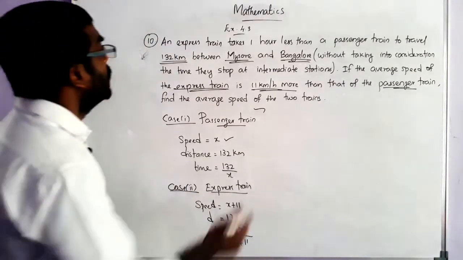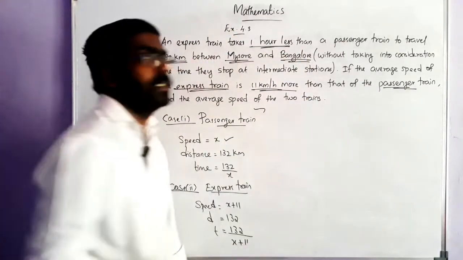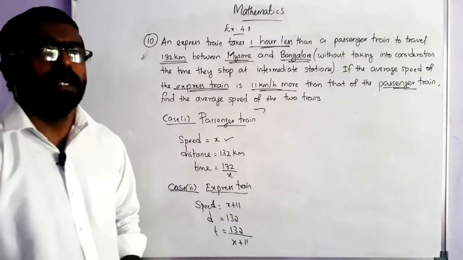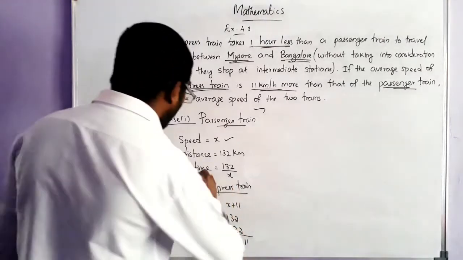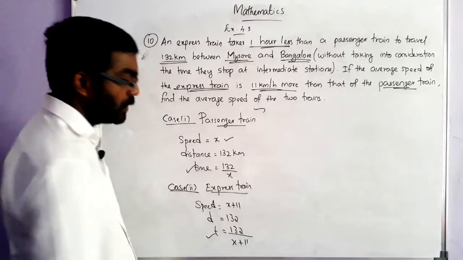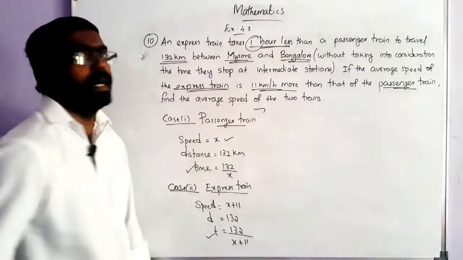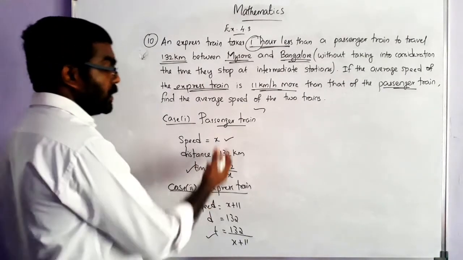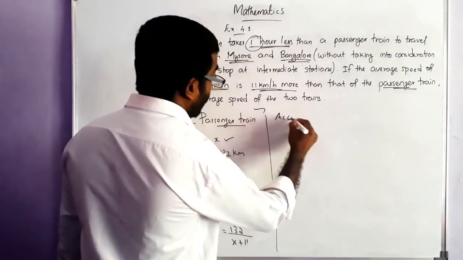Now here the situation is, the express train takes 1 hour less than the passenger train to travel the same distance, that is 132 km. Now according to the question, we can write the difference between these two times. First case 132 by x, and in the second case 132 by x plus 11. It will be how much? 1 hour. Okay. So we have to write the larger one first. For the passenger train, time is greater, so that we write first according to the question.